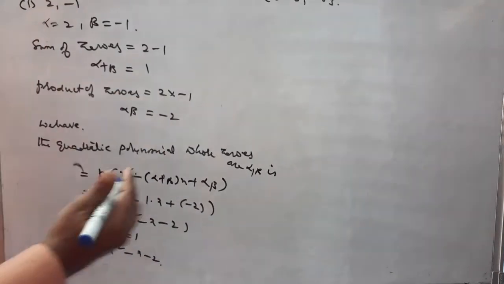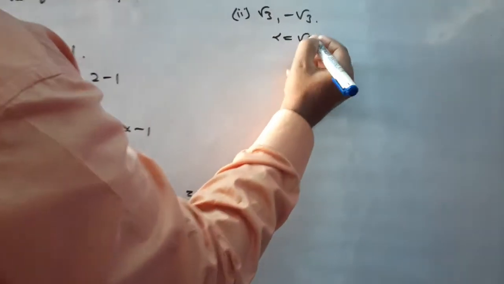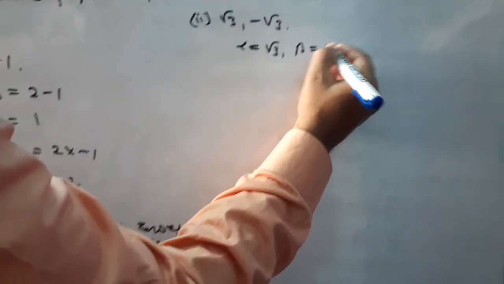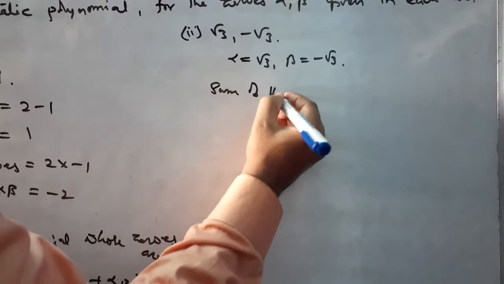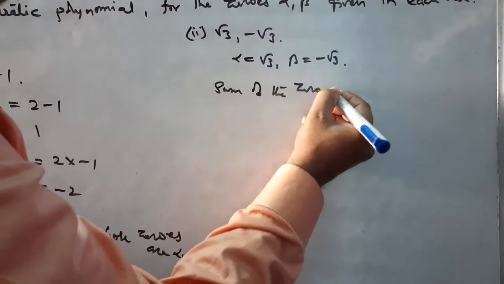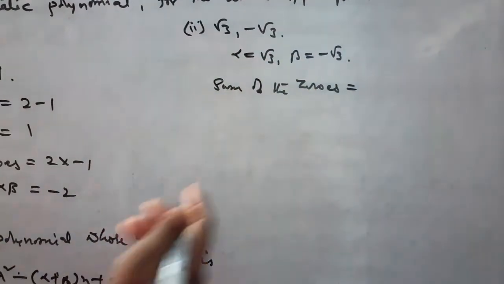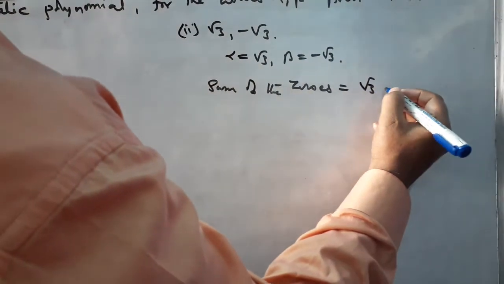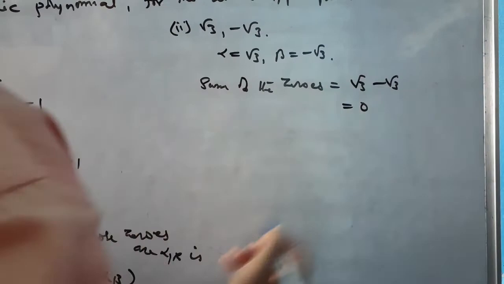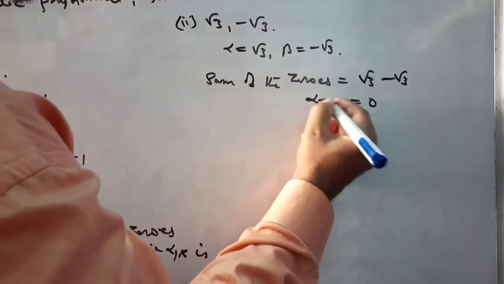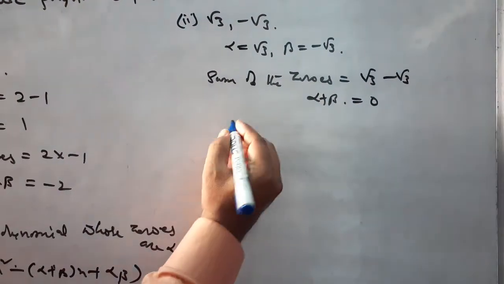So next one, here alpha is equal to root 3 and beta is equal to minus root 3. So the sum of the zeros means we have to add them. So we get root 3 plus minus root 3, root 3 minus root 3 becomes 0. This is nothing but alpha plus beta.